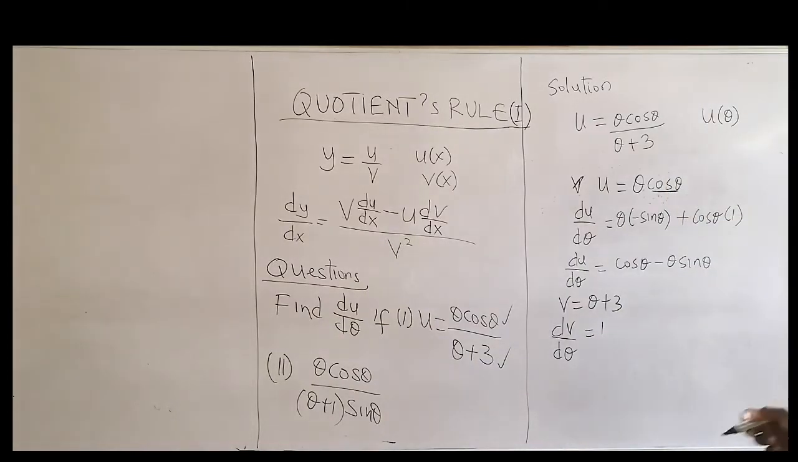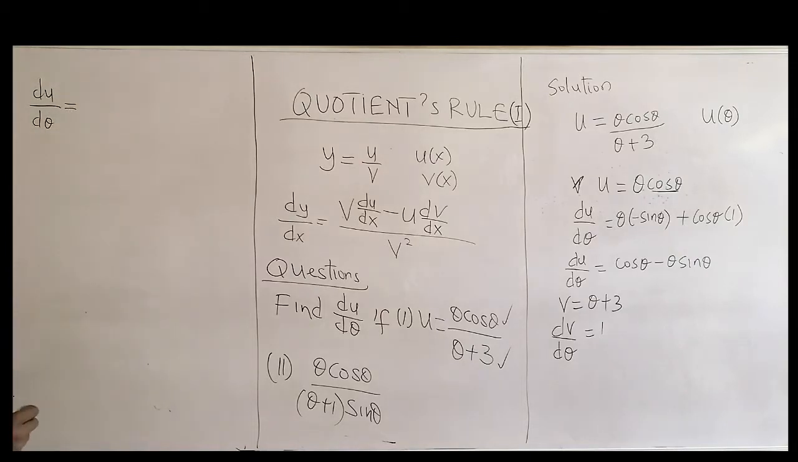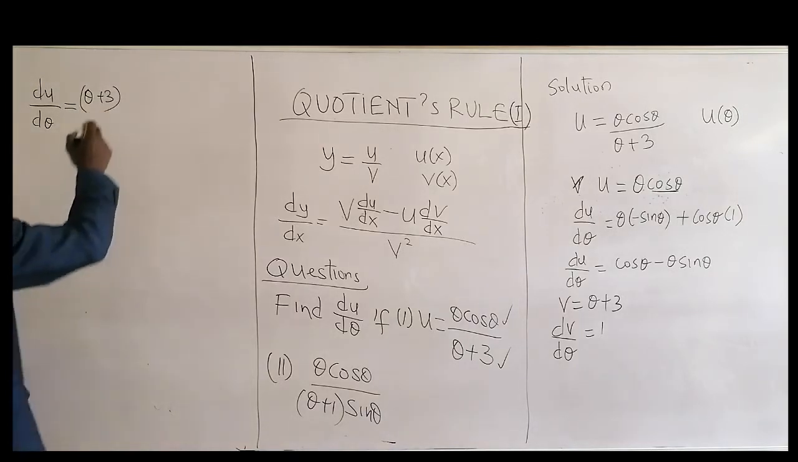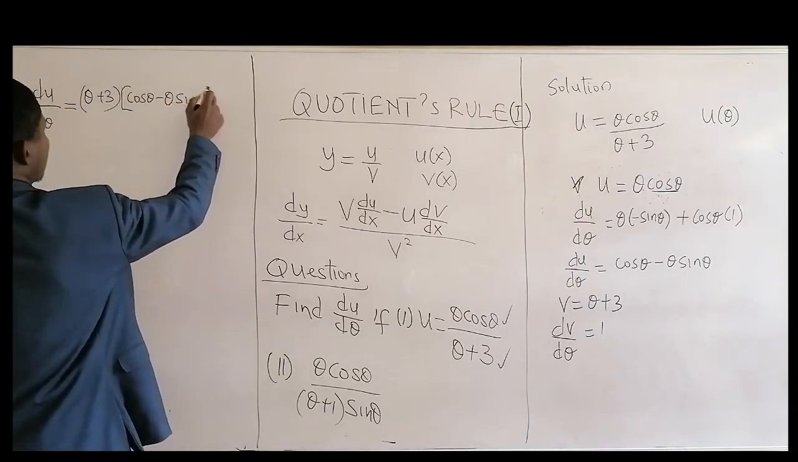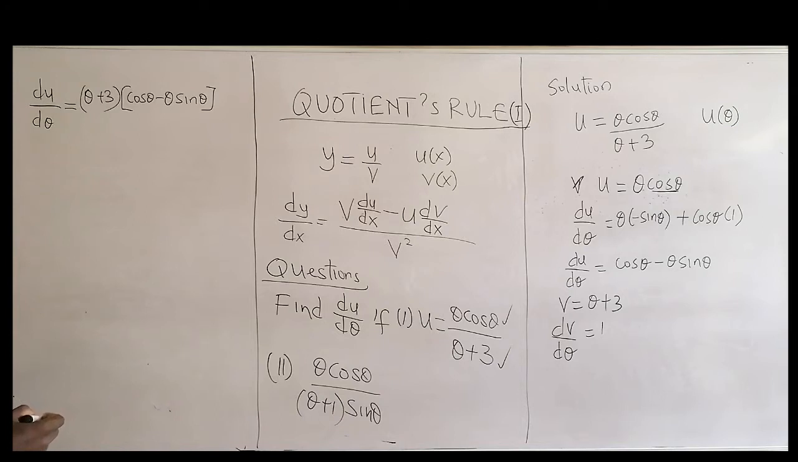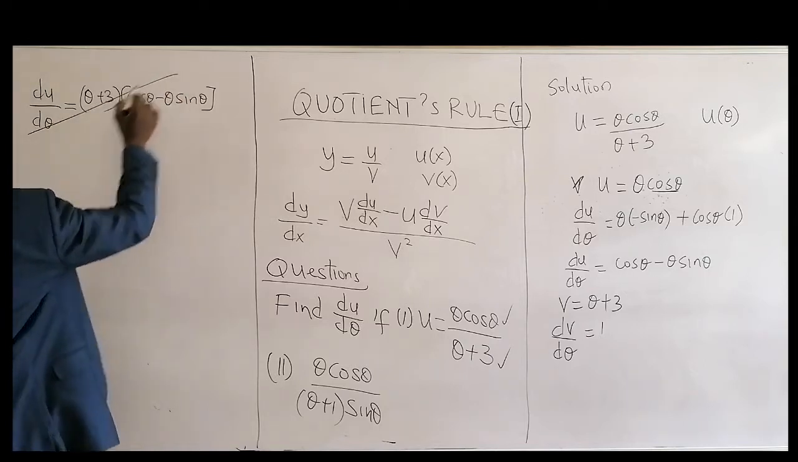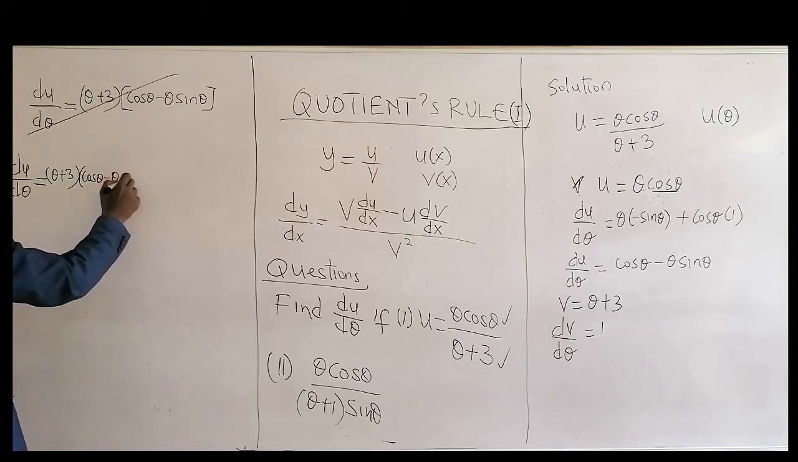Okay, the next thing to do is to apply the formula. So dy/dθ will be equal to, what's our v? Our v is θ plus 3. That's our v. Our du/dθ is cos θ minus θ sin θ. Then minus u. Sorry, I have to reduce my writing so I want to be on a single line. So it is equal to v, which is θ plus 3, then brackets, cos θ minus θ sin θ.